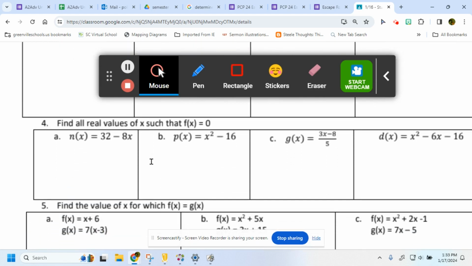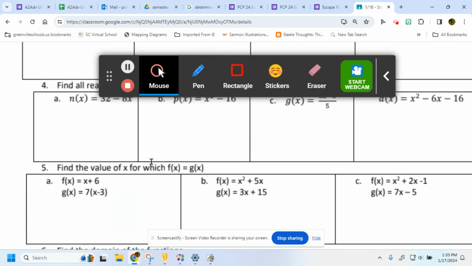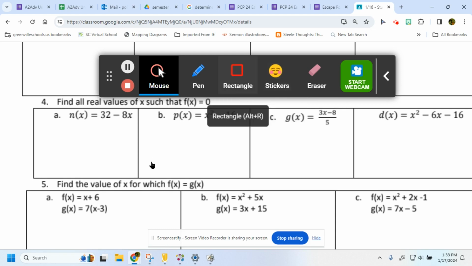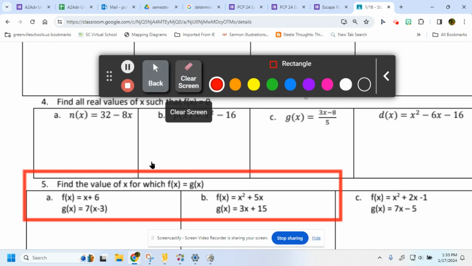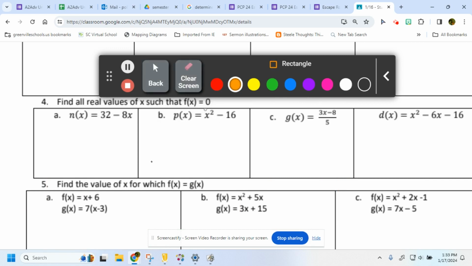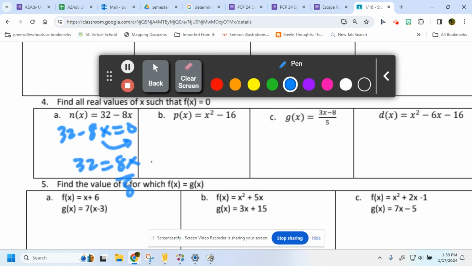All right, let's go now to number 4. Find the values of x. Find the value of x such that f of x equals 0. So 32. Go back, go back, go back. There you go. So 32 minus 8x is equal to 0. Move the negative 8x to the other side to become 32 equals 8x. Divide by 8. So therefore, x equal to 4.